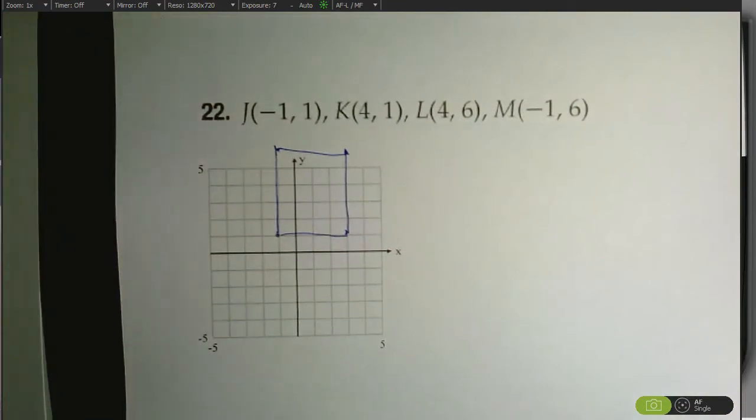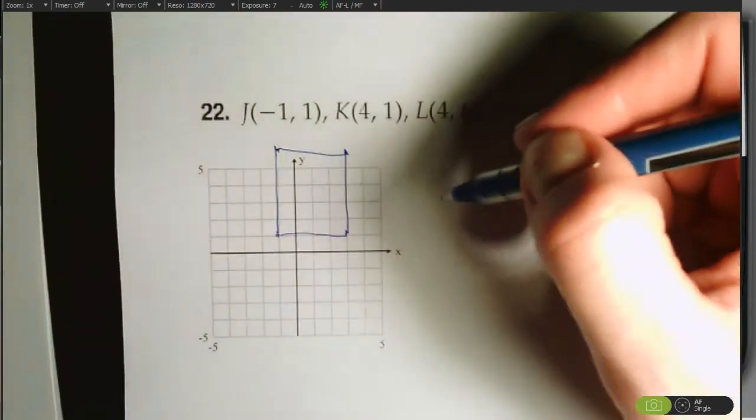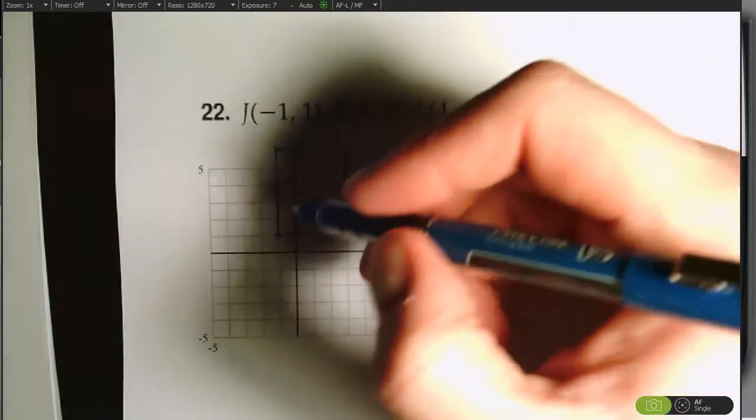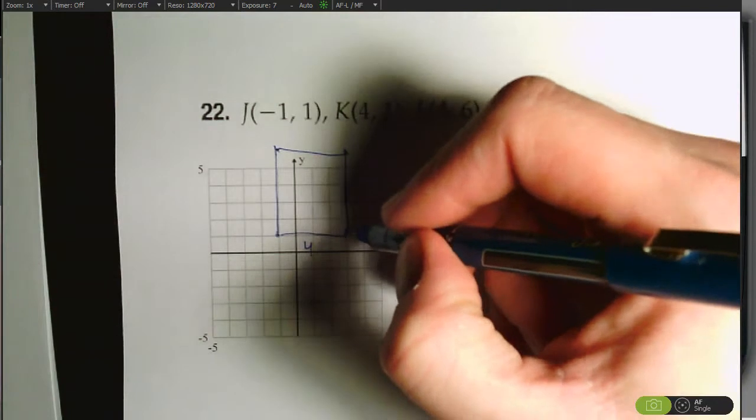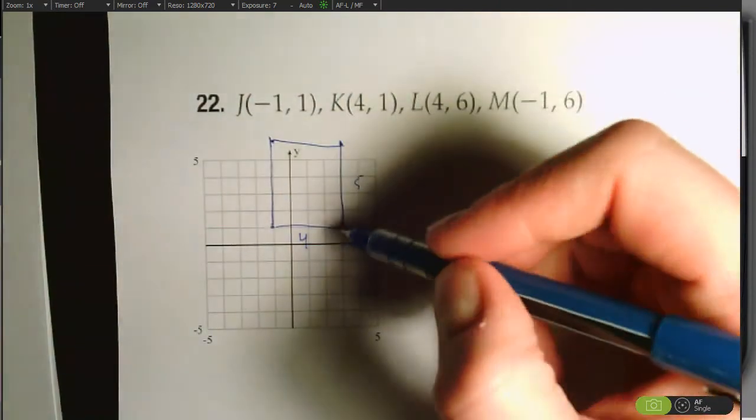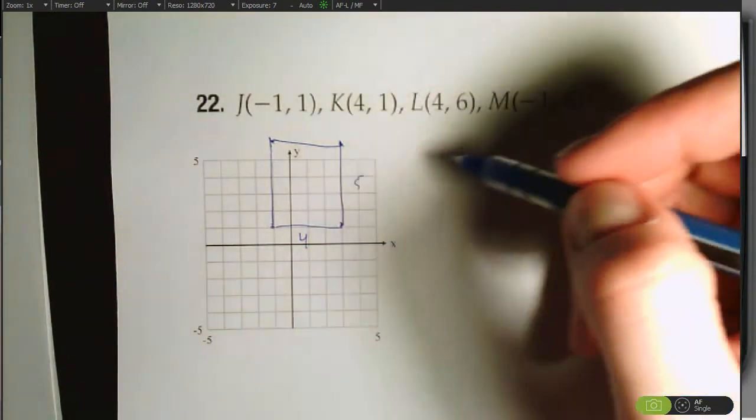And what you're supposed to do is, by looking at it, classify what type of shape it is. Now, if we loosely classify it, we can see that it's a parallelogram clearly. And it might look like a square, but it's actually not because this side is 4 and this side is 5. So, we don't unfortunately have a square. We just have a rectangle.